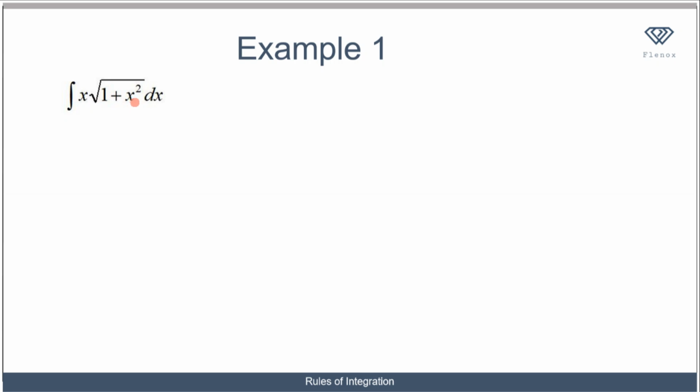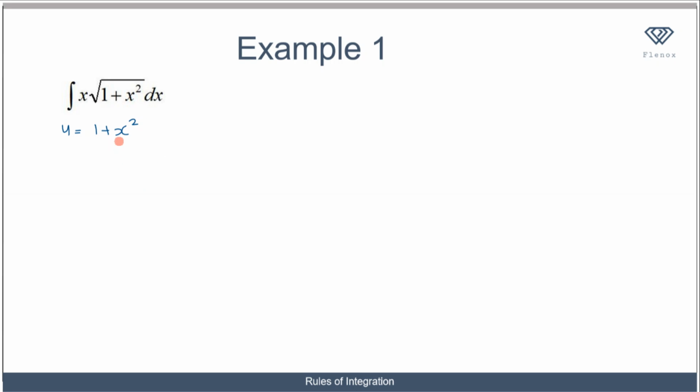Now when you look at this function, it looks really tedious. But what can we do? Let's look at it critically. What will happen if we differentiate what is underneath this square root? If I differentiate 1 plus x squared, I'm going to get 2x. And as you can see, what do I have outside there? I have x. So this method can definitely work. So what do I do? I equate u to what is inside the square root. So I have u equals 1 plus x squared.